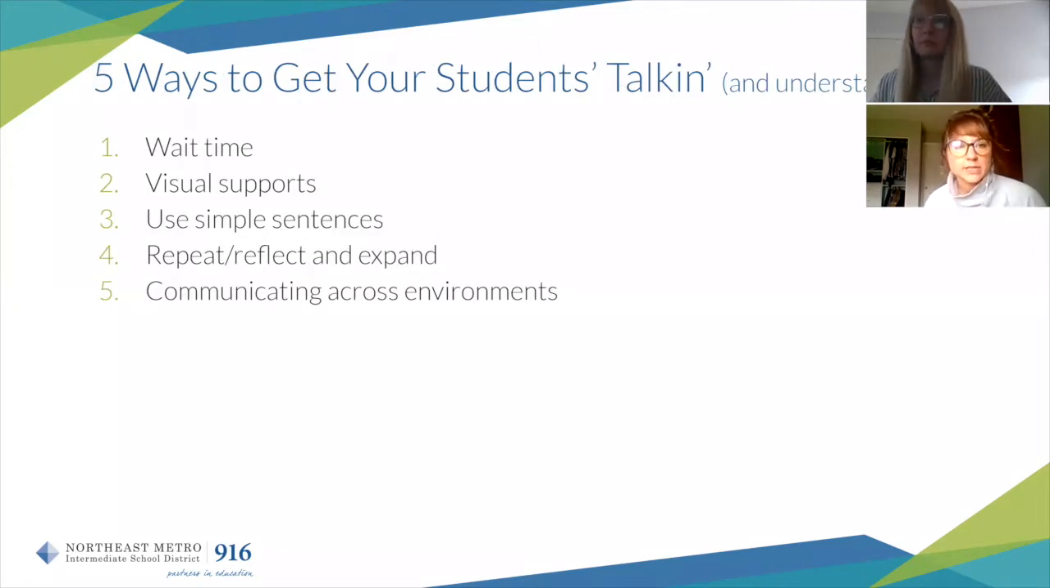All right, so here's kind of our schedule for today. We have our 5 ways to get your students talking and understanding. So we're going to go through 5 different topics. The first one is wait time. The second one is visual supports. The third one is use simple sentences. The fourth one is repeat / reflect and expand. And the last one is communicating across environments. So Mara's going to start by talking about wait time.